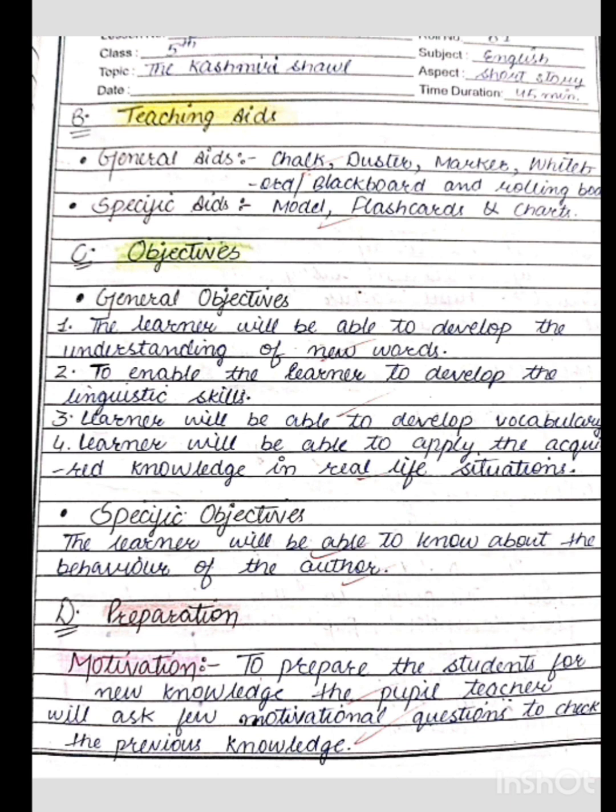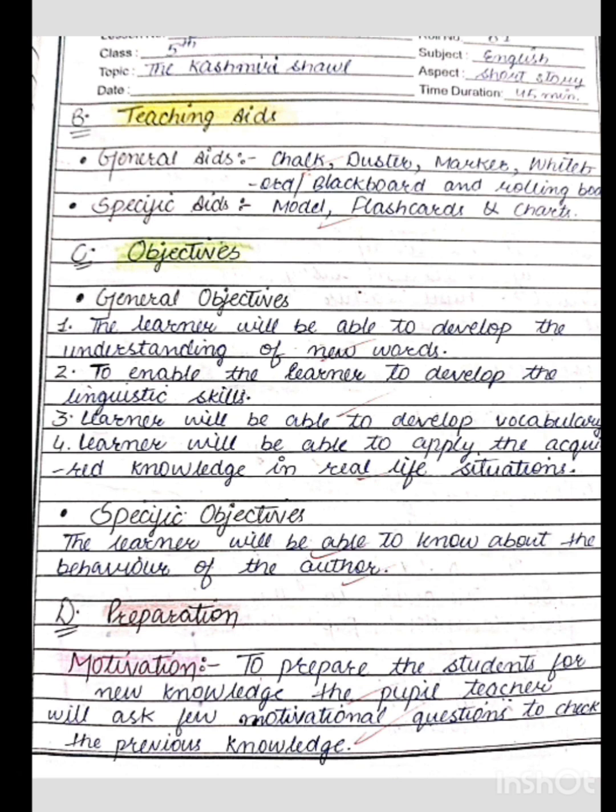In this, as you know, there are two aids, that is general aid and specific aid. In general aid we have basic elements like chalk, duster, whitener, blackboard, rolling board, etc. In the second point, that is specific aid, we have model, flashcard, charts. So these are our specific aids.